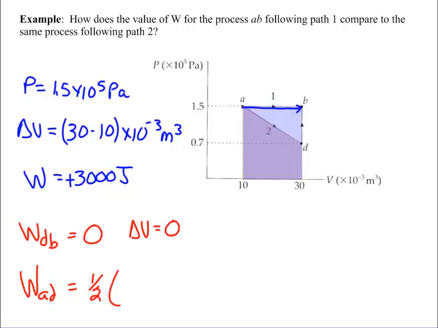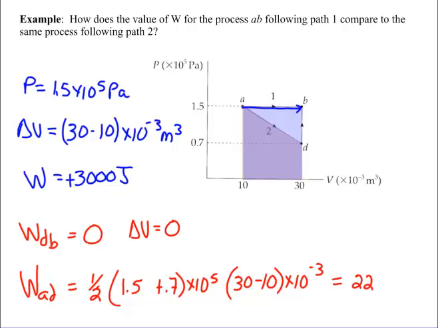So it's 1/2 base 1 plus base 2, that's the pressures, so I have 1.5 plus 0.7 times 10 to the 5th pascals. And then my change in volume is final minus initial. Again, volume's increasing, 30 minus 10 times 10 to the minus 3. So again, my volume's increasing, so the gas is doing work on the surroundings. I do the math. I get 2,200 joules. Since the gas is expanding, I get a positive 2,200 joules.